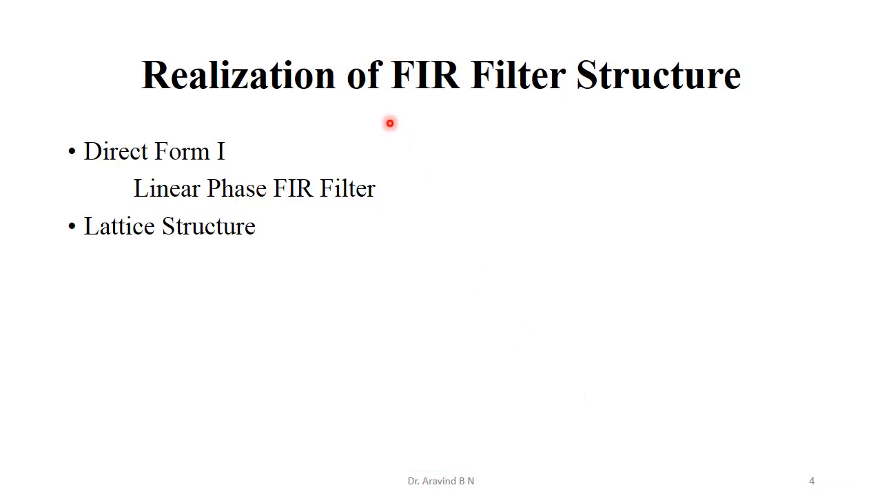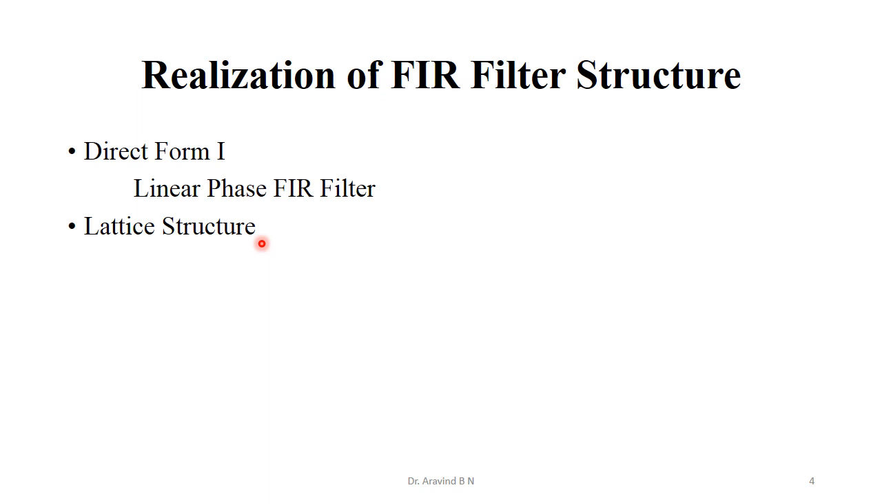Let us move on to the realization of FIR filter structures. There are two different structural realizations: one is the direct form 1 realization and the other is the lattice structure. Within this, we are going to realize the direct form 1 as well as the linear phase FIR filter. In the lattice structure, again, we can have two different types of problem solving.